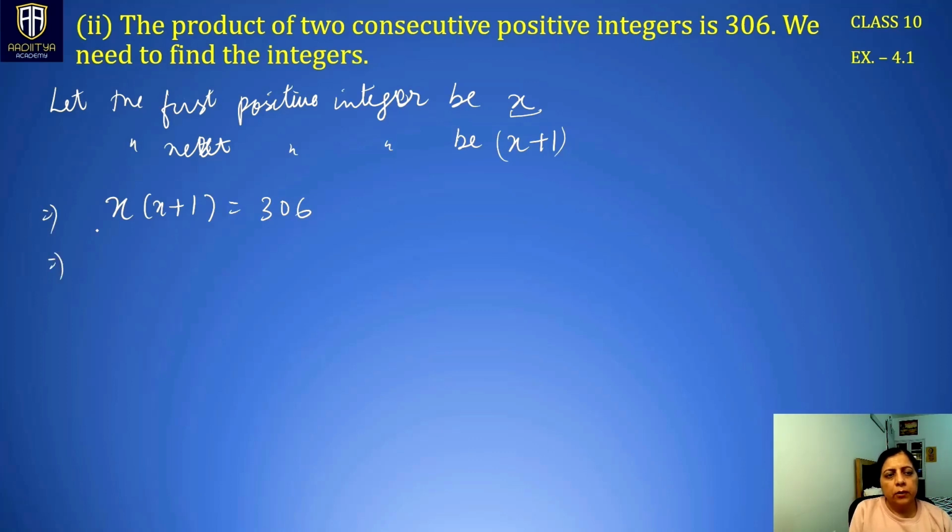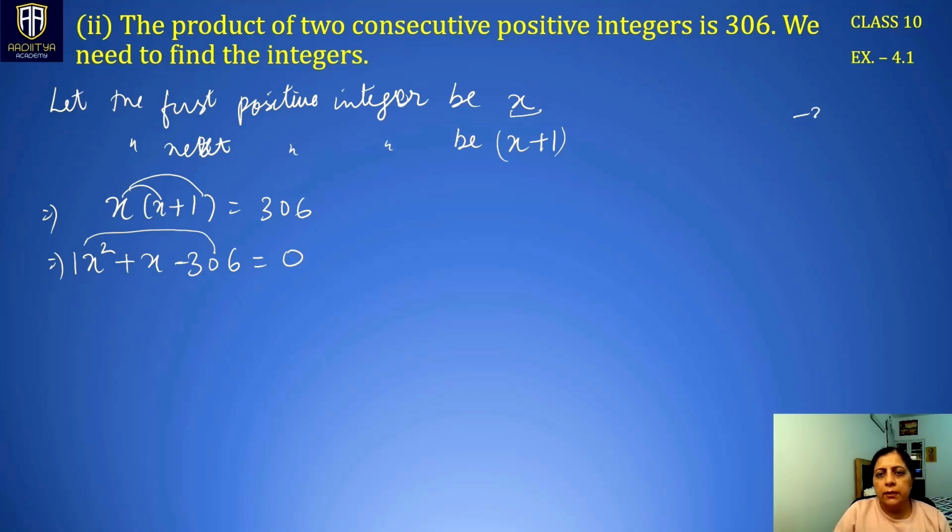Right, now I will solve this quadratic equation. Open up this bracket. This is x squared plus x. Bring 306 to left hand side. Now this is the standard form of a quadratic equation, right? Here you also have a bigger number. This is 306 and this is negative 306. The product of two numbers, multiply first and last number, which is minus 306.